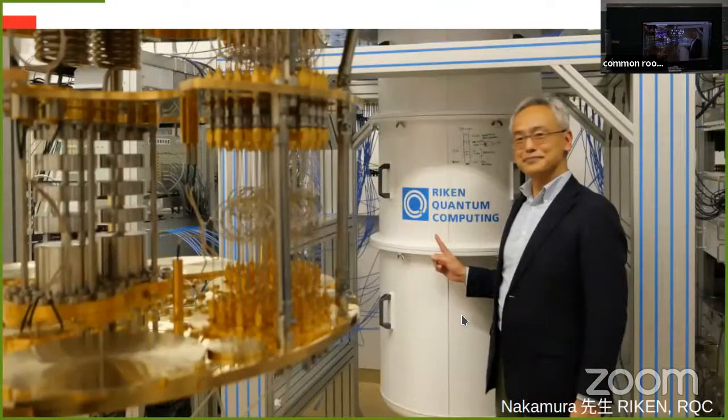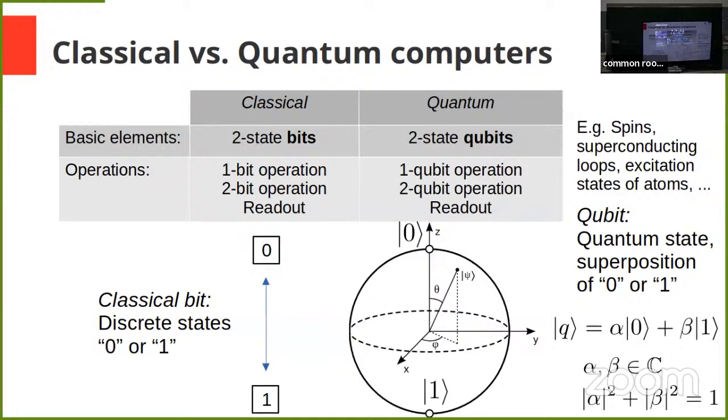So also at RIKEN, we have our own quantum computer. I think it's 64 qubits at the moment. You can see Nakamura-sensei from the RIKEN Center for Quantum Computing, for example, which was recently developed. These machines are quite big, but basically I want to start very basic.